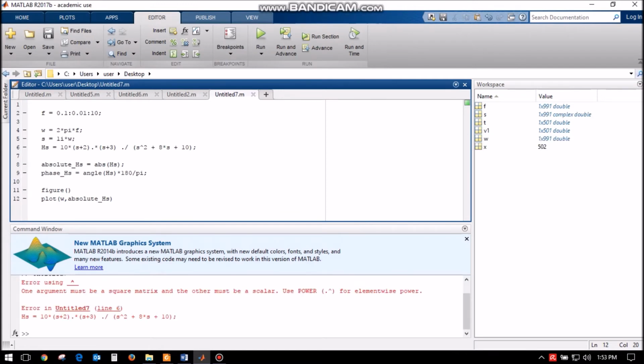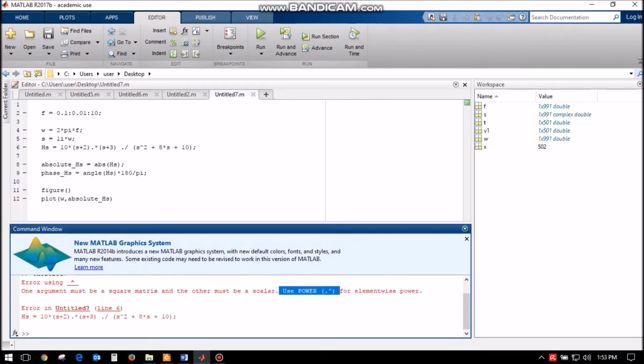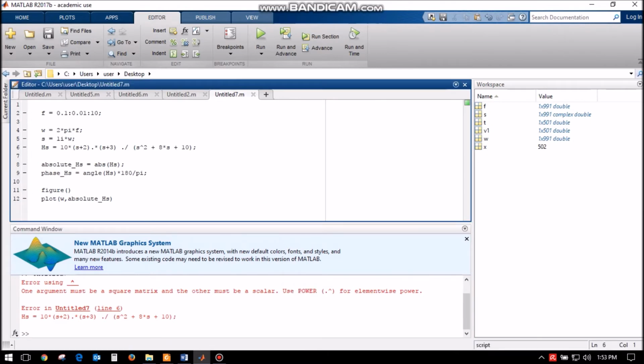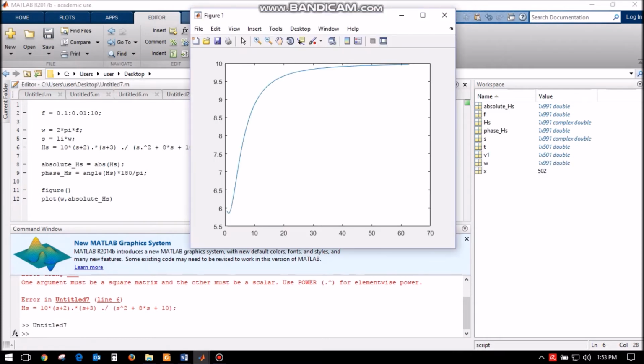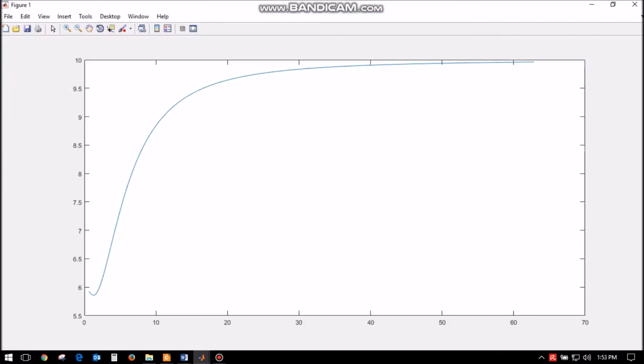All right, so we get some error. Use dot power, say here, where is it, line? Any more error? No. Okay, so this is the frequency response. Alright, let's try to plot this in log scale.